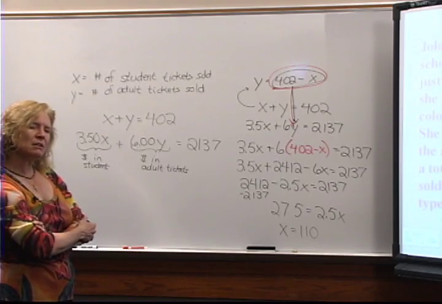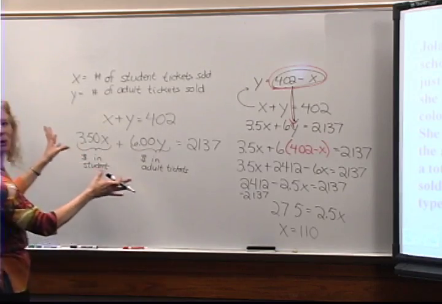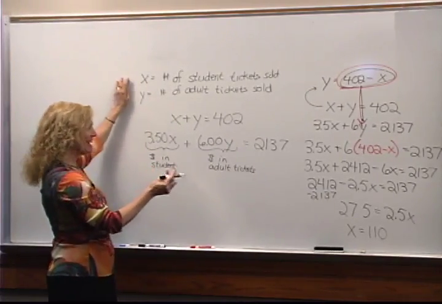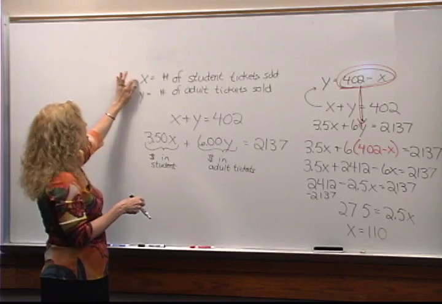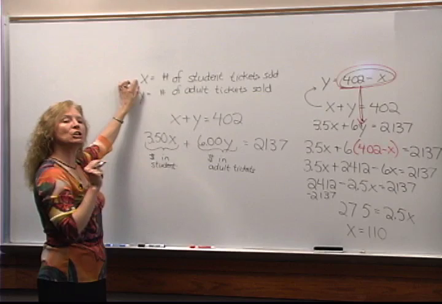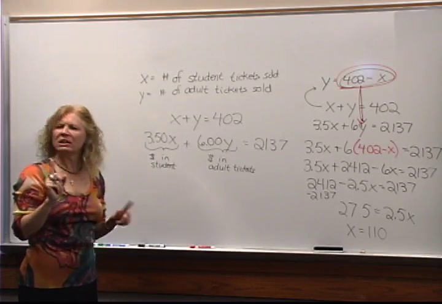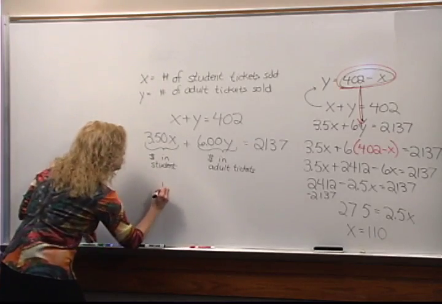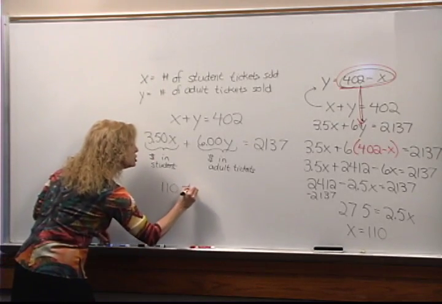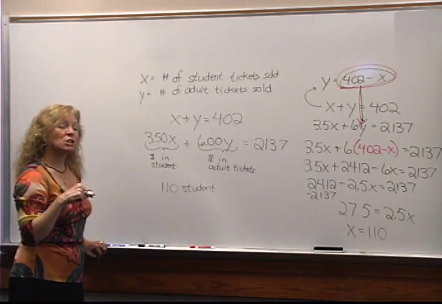So what did I just find out? Well, it's so easy to get lost in the problem. That's one of the reasons why you write stuff down. I found that x is 110, so we sold 110 student tickets. Okay. But I wanted to know how many of each type, so we have 110 student, and how would I find out how many adult tickets?